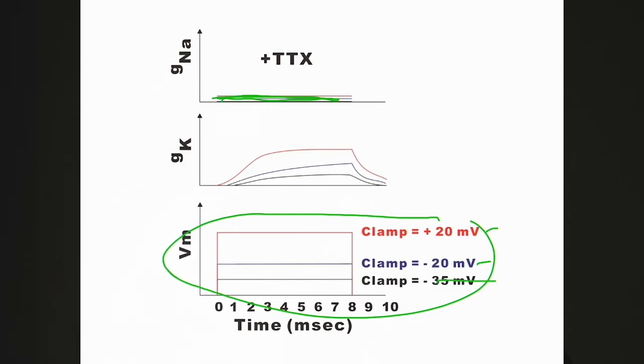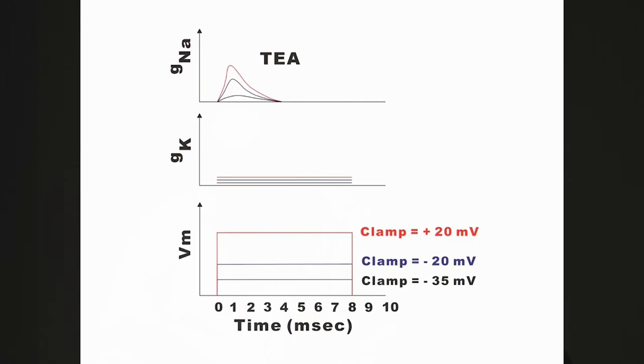That's tetrodotoxin. And then there's this other agent called TEA, or tetraethylammonium. And here you see the consequences of TEA on the voltage-dependent sodium channel and the voltage-dependent potassium channel, the same voltage clamp experiment. Changes in the voltage-dependent sodium permeability are normal, whereas the voltage-dependent changes in potassium permeability are completely blocked. So we have agents that affect one channel, not the other. Now ask yourself, what's the consequence of these agents on the action potential?